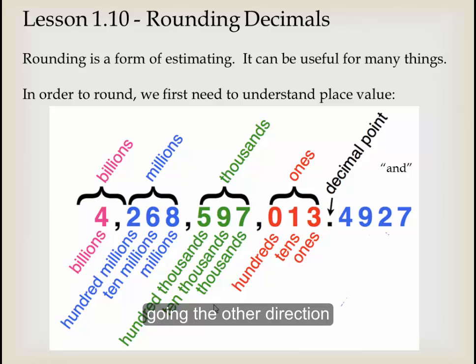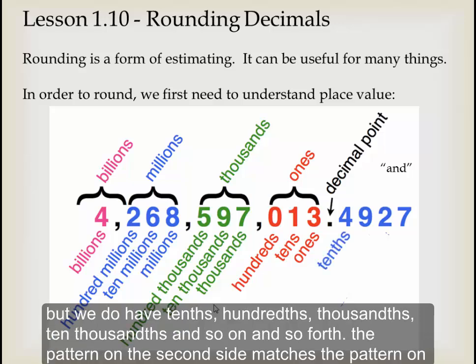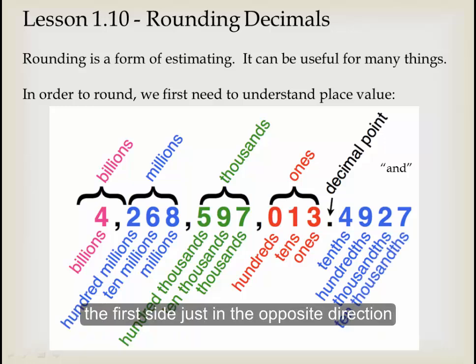Going the other direction, after our decimal point, we don't have an equivalent to the ones place. There's no such thing as a "oneth," but we do have tenths, hundredths, thousandths, 10,000ths, and so on and so forth. The pattern on the second side matches the pattern on the first side, just in the opposite direction.